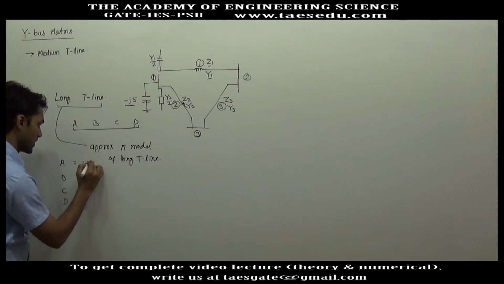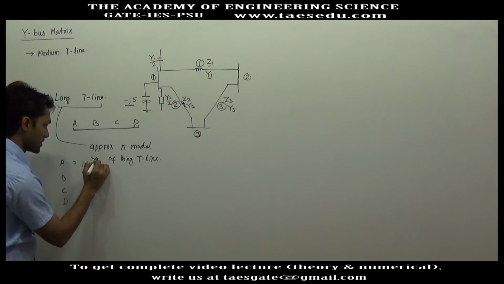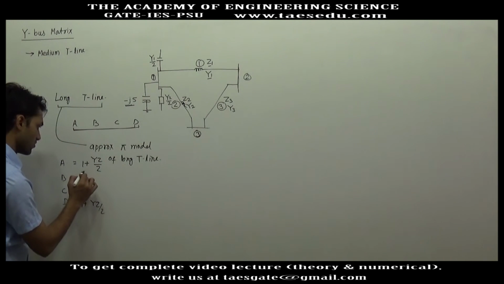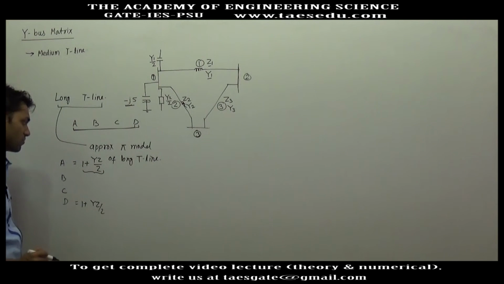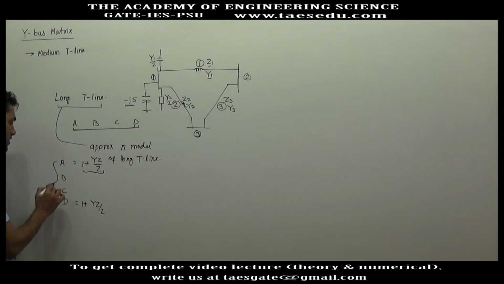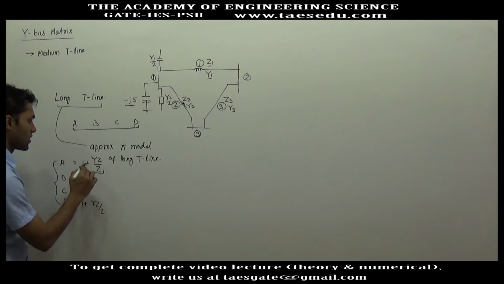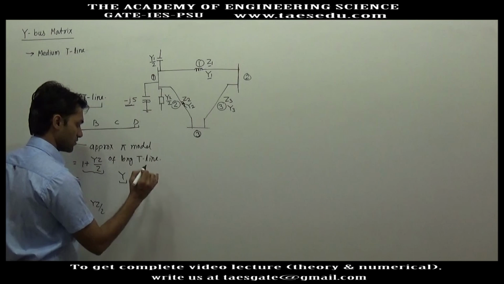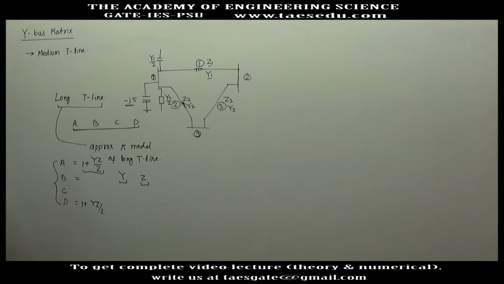This will be something like 1 plus yz by 2, and d is also 1 plus yz by 2. This is the formula for ABCD parameters of a medium transmission line, and on the left hand side you will have ABCD parameters of the long transmission line. So approximately you will equate it and you will get y and z of the medium transmission line. So again you will have a pi model of medium transmission line and you will use the same procedure.